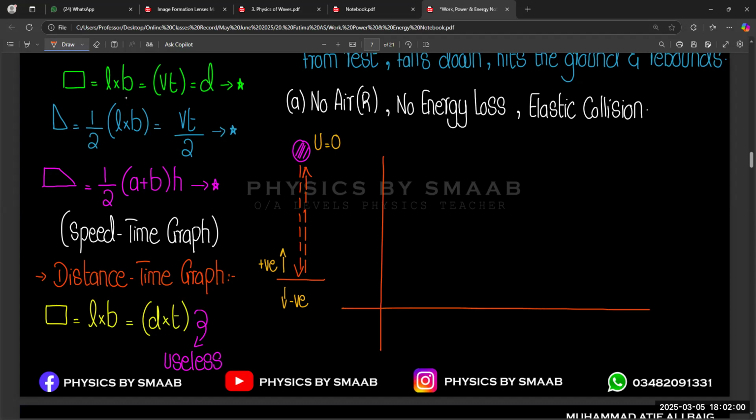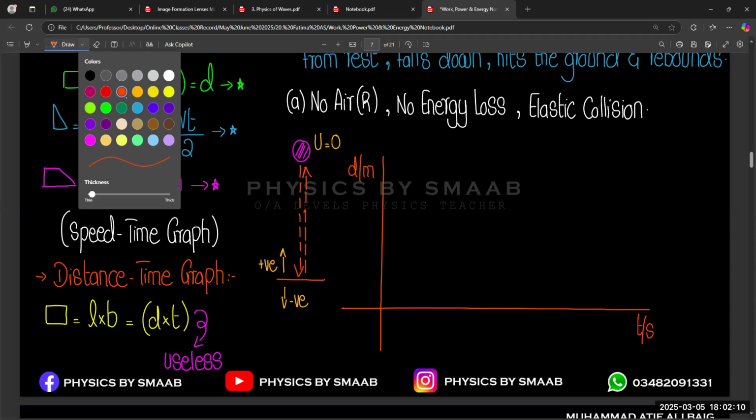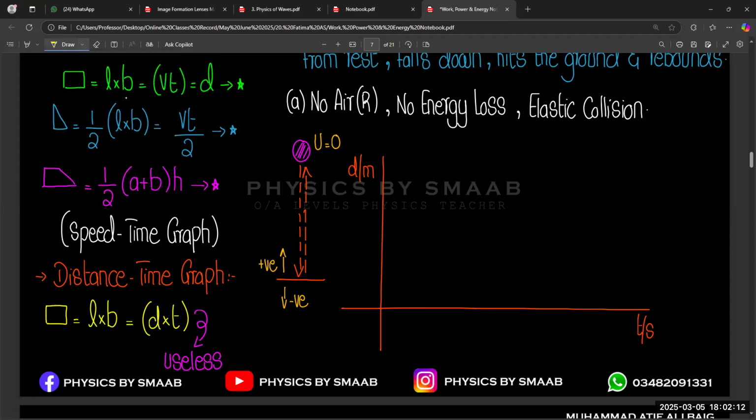So when we drop an object from a certain height, this is distance, positive. This is the quantity of time. When we drop the object from a certain height, definitely that is the maximum height from where we drop the ball. And when we drop the ball, there is no air resistance, so it falls smoothly in a downward direction.